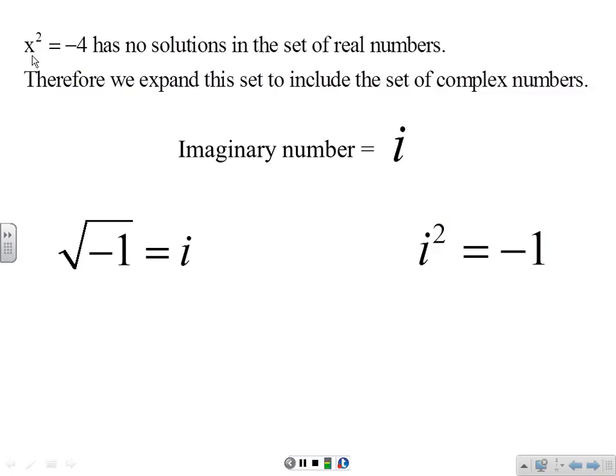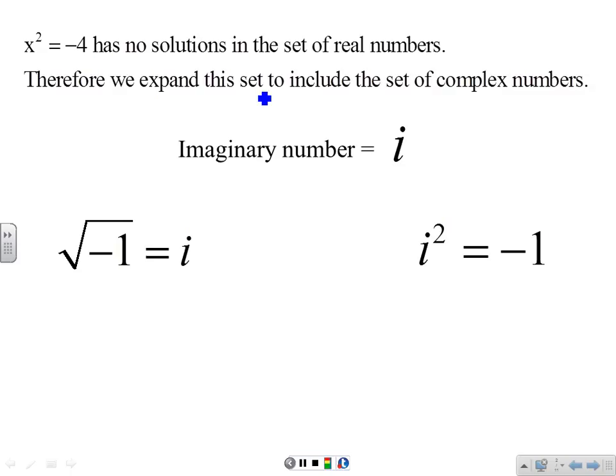So, if we have a problem such as this, x squared is equal to negative 4. This has no solutions in the set of real numbers, but it does have a solution in the set of complex numbers. And so it's just a different set of numbers. We're going to learn to work with these numbers just like we did with regular integers in the real set.